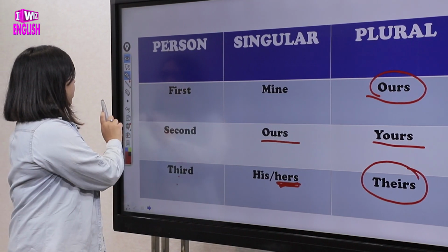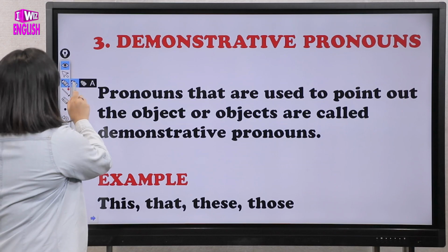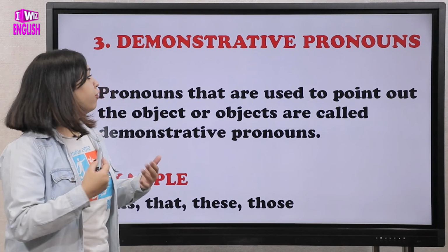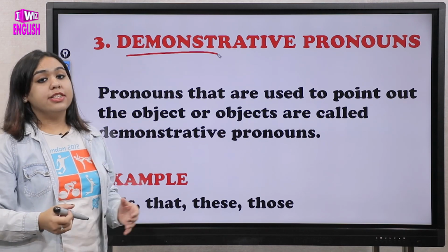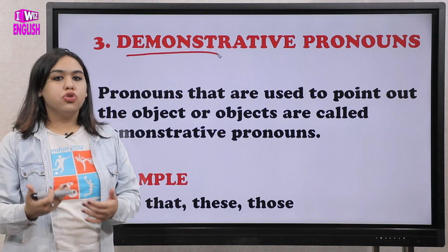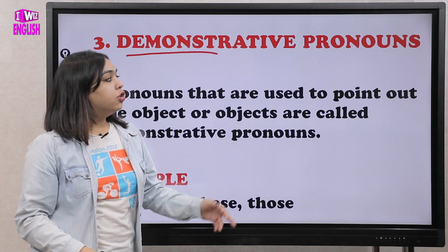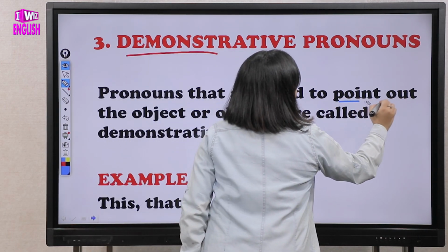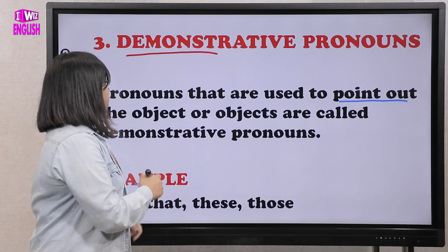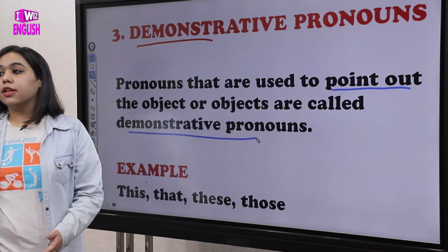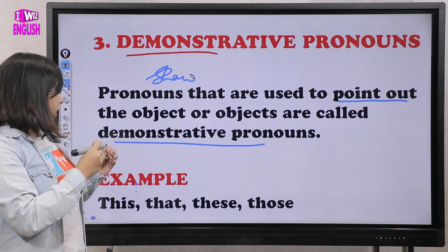Now we are going to move forward to our next type of pronoun, that is demonstrative pronoun. Again, before moving on, we'll talk about the word demonstrative. It comes from the word demonstrate. Demonstrate means to show. So let's read. Pronouns that are used to point out the object or objects are called demonstrative pronouns. As I said, demonstrate means to show something. You are trying to show, like demonstrate.